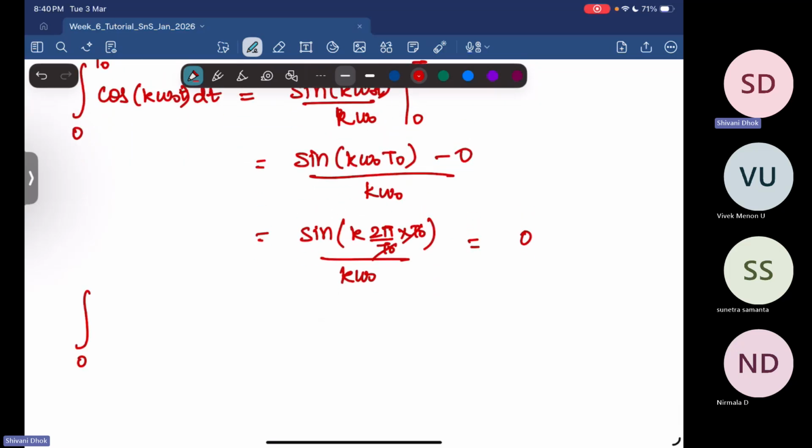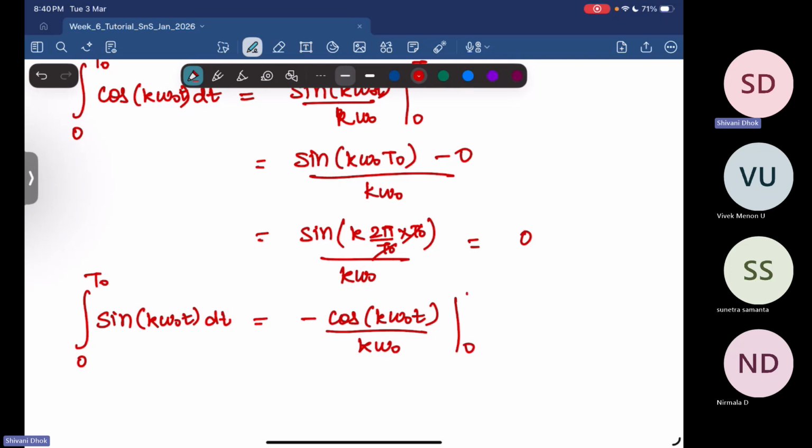Similarly, if you have 0 to T naught and you have sine of k omega naught t dt, so this is equal to minus cos of k omega naught t by k omega naught from 0 to T naught.